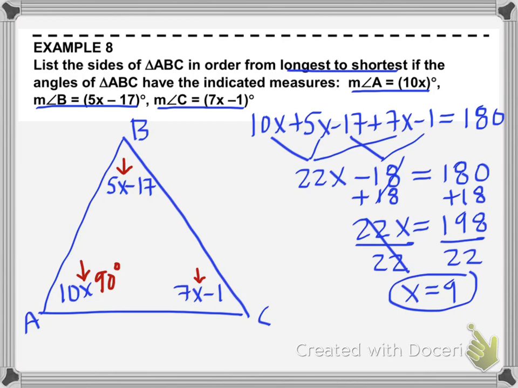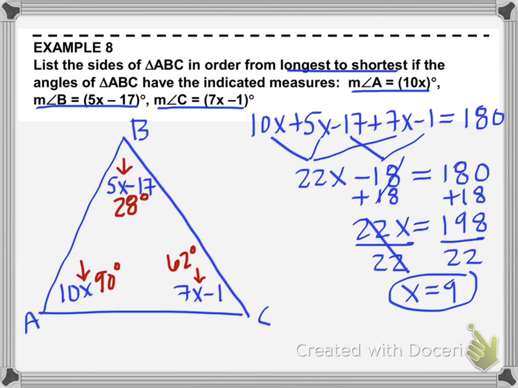We're just going to look at the information on the picture. All right, if I plug in 9 to the 5x minus 17 where x is, 5 times 9 is 45, minus 17 is going to be 28 degrees. And then for angle C, if I put 9 where x is, 7 times 9 is 63, minus 1 is 62 degrees. All right, so there are our three angle measures.